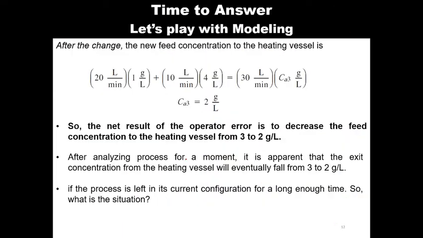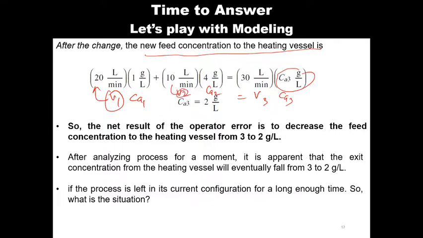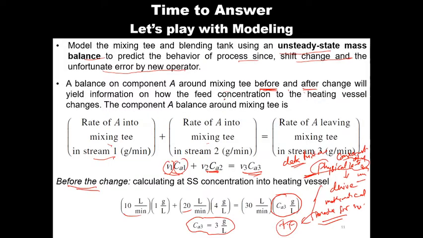Then what happens, let's see. After the change, the new feed concentration to the heating vessel is 20. ठीक है, V1 CA1 plus V2 CA2 is equal to V3 CA3. Based on that, you can calculate the CA3. The V1 now becomes 20, V2 becomes now 10. It is switched. Okay. So based on that, the concentration CA3 becomes 2 gram per liter. So ultimately, the concentration which you desired is decreasing.